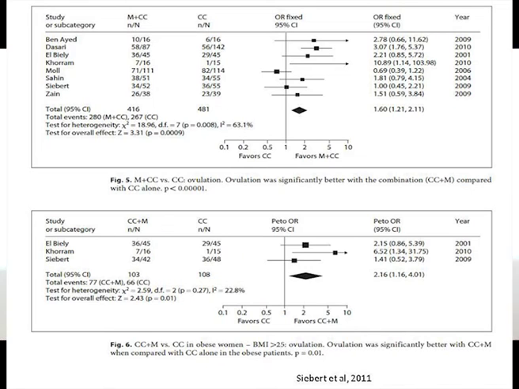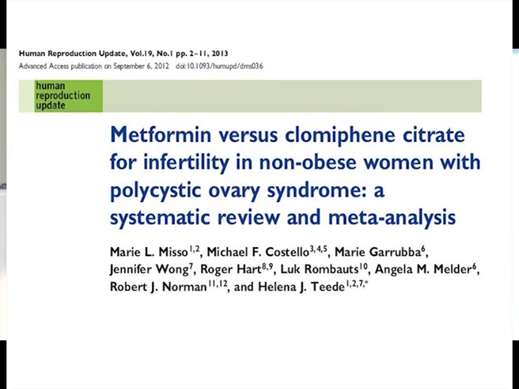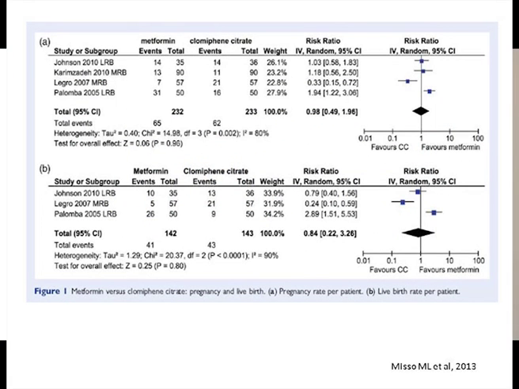And then another review by Miso followed. This was in 2013. They looked at metformin versus clomiphene citrate for infertility in non-obese patients, what we say the obese naive patient. That's the term they use. And the evidence they found was that there was absolutely no significant difference in the two groups. They looked at the first group where they used metformin and clomiphene citrate. Is there any evidence that favors clomiphene, or favors metformin? None whatsoever. These are non-obese patients.